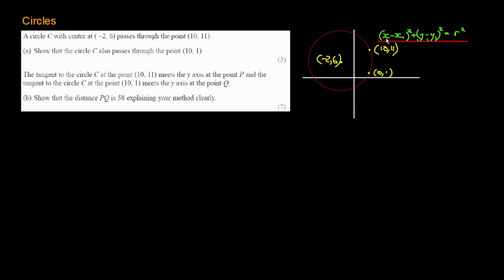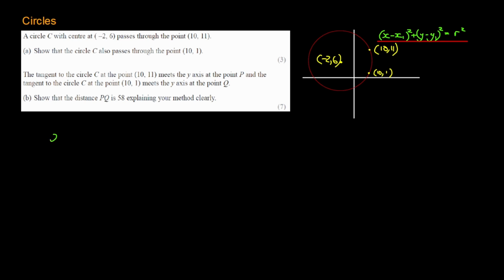Okay, I've written here in green the general equation of a circle. What don't we know? Well, what we don't know is the radius. But the good thing is we do know that it does pass through this point here. Okay, well, let's start by putting in the centre values that we have and working on from there.